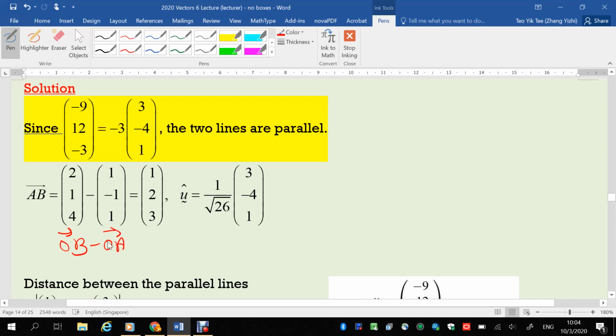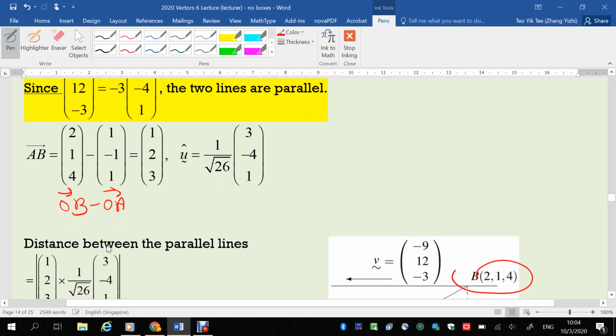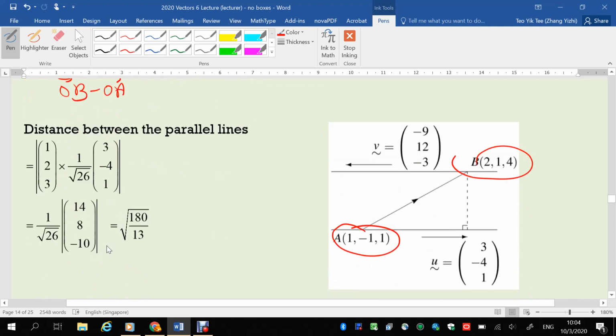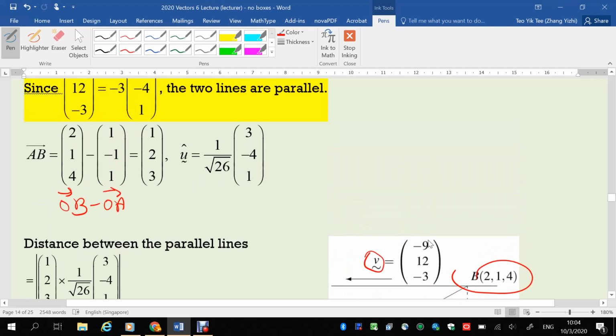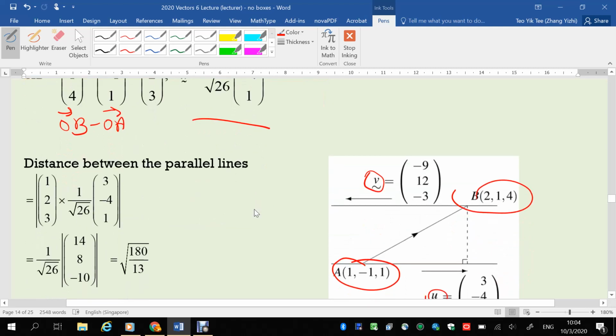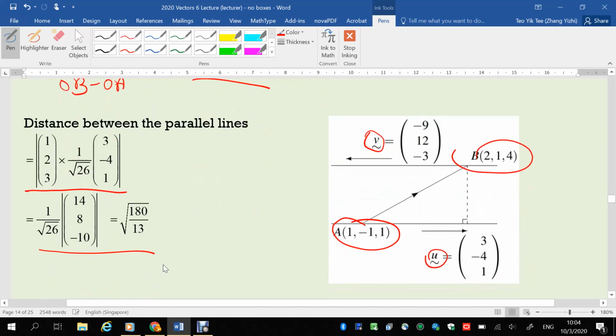Next, which direction vector are you supposed to use? I can use either V or U. It doesn't really matter. So I can find U hat, and if I activate the cross product formula again, I can get the distance between the 2 lines very, very quickly.